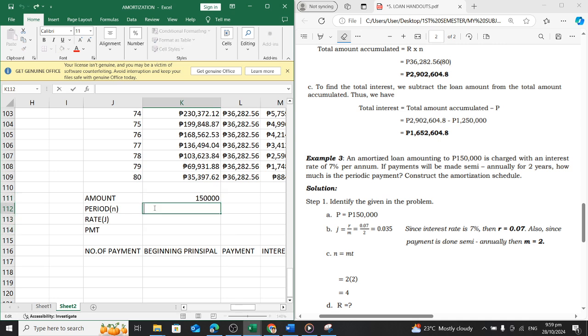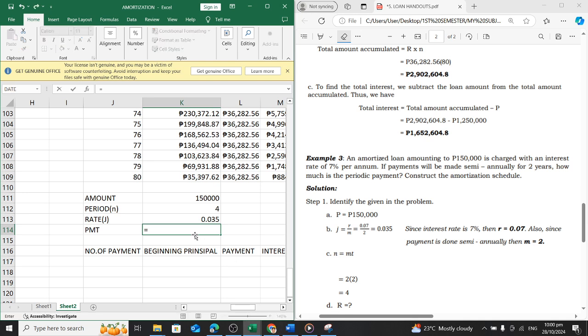So what is our total number of payments? So we have 2, that is semi-annual, times 2 years, a total of 4 payments lang. Very short. Now, what is our rate? To get our rate, we have 0.07 because it's 7% divided by 2 because this is semi-annual. Let's say this is compounded semi-annually. No? So we have a rate of 0.035.